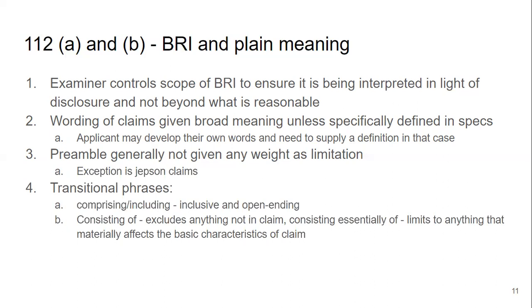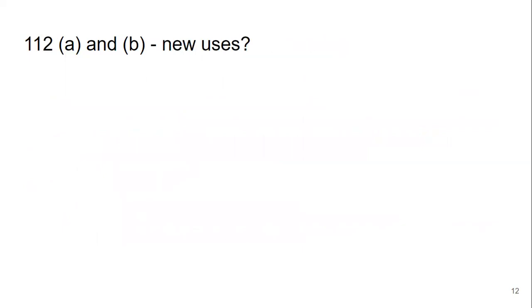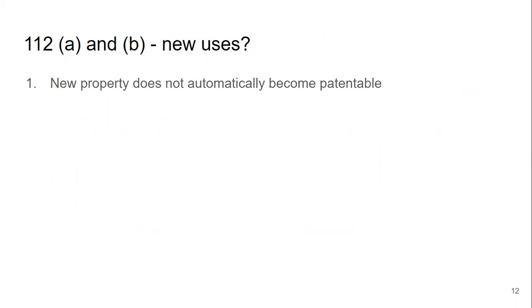So kind of looking for those tricky words, and just making sure that if you see "consisting of," then that means that nothing else can be added to whatever that recipe is. So now 112A and B, as far as new uses, new properties does not automatically become patentable.